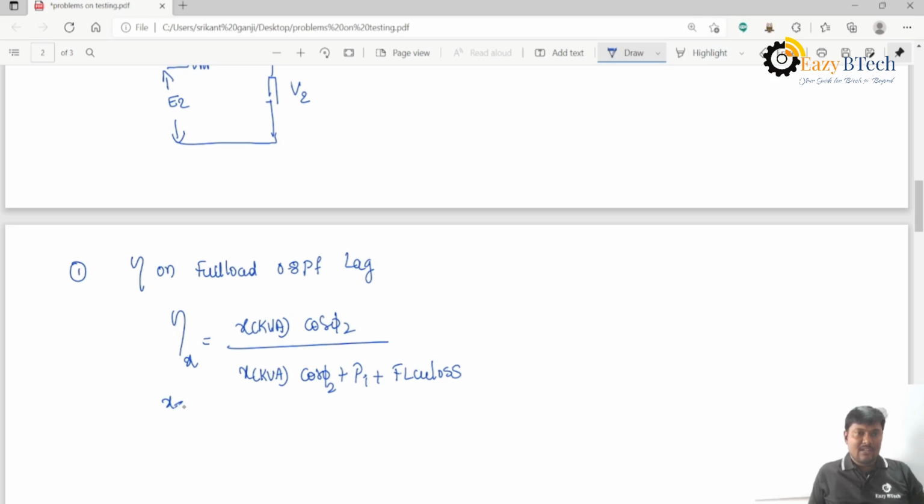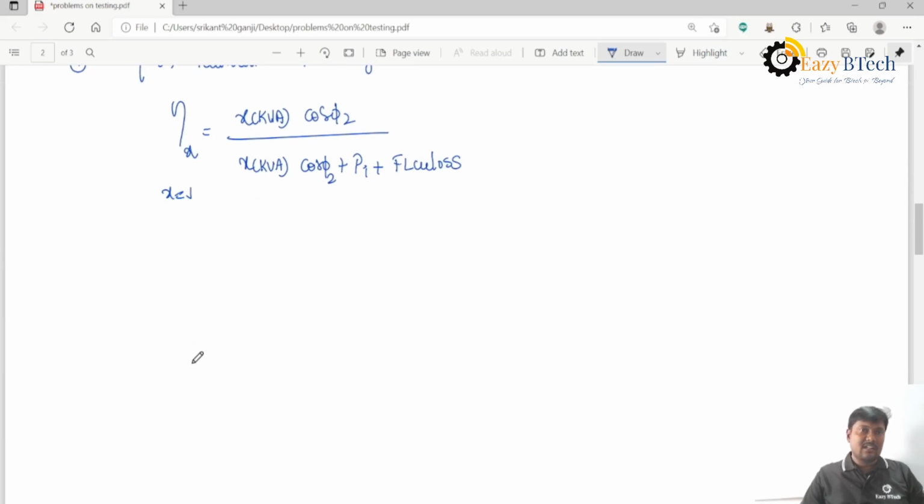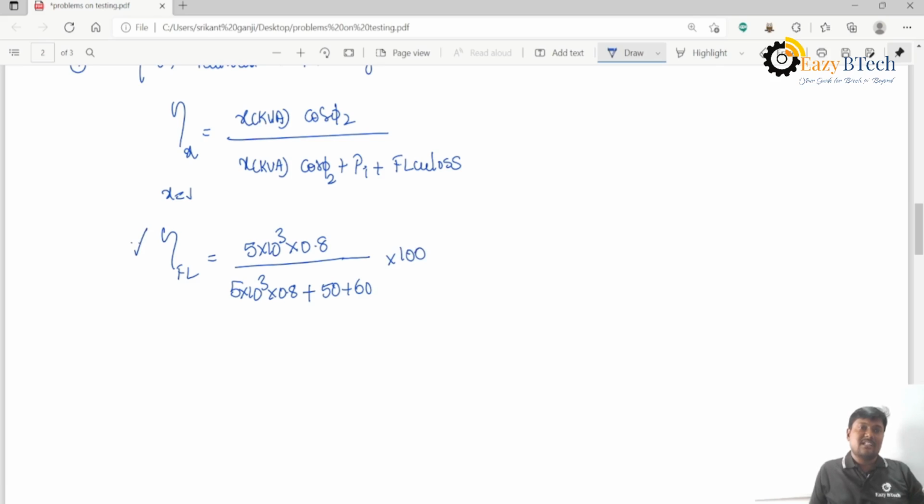So here the X value is 1 because it is under full load condition. So efficiency at full load is equal to 5 kVA, 5 into 10 to the power of 3 into 0.8, divided by 5 into 10 to the power of 3 into 0.8 plus iron losses, obtained from the open circuit test, that is 50, and the copper losses is 60, multiplied with 100, then you will get the percentage efficiency. The percentage efficiency value I am getting as 97.32%. This is called the full load efficiency.